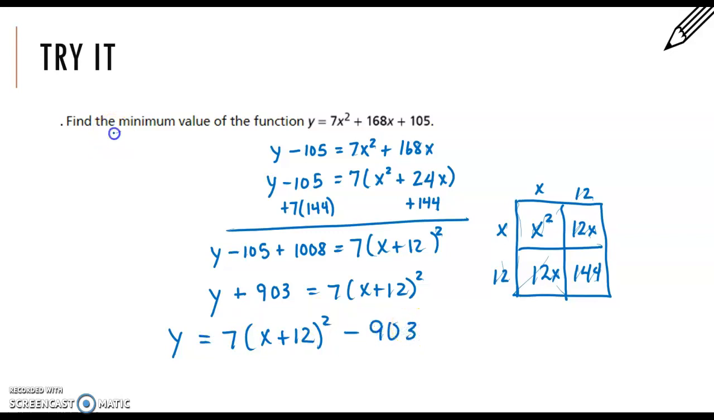The question is asking what's the minimum value. The minimum value will be the y-coordinate of the vertex, because this is an upward-facing parabola, so the minimum value would be down here. So the minimum value would be negative 903.